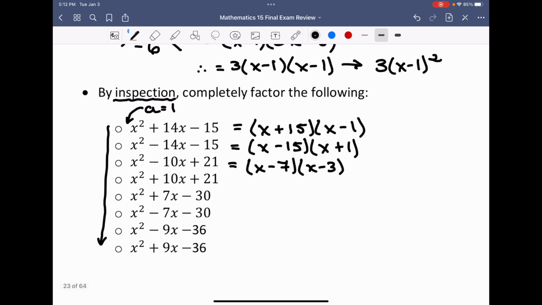In the next one, we want to multiply to make a positive 21, add to make positive 10. That means we're going to do x plus 7 and x plus 3. Okay, we move on to the next two.